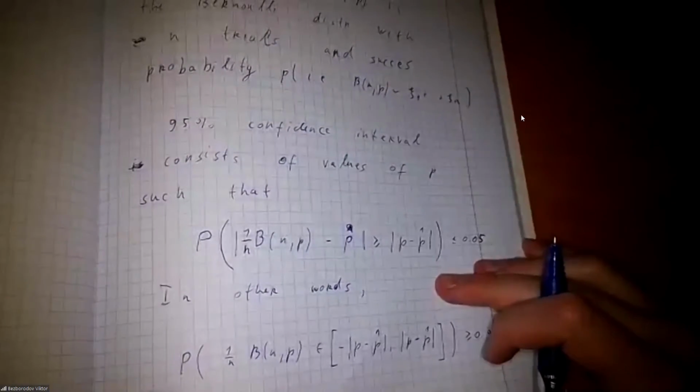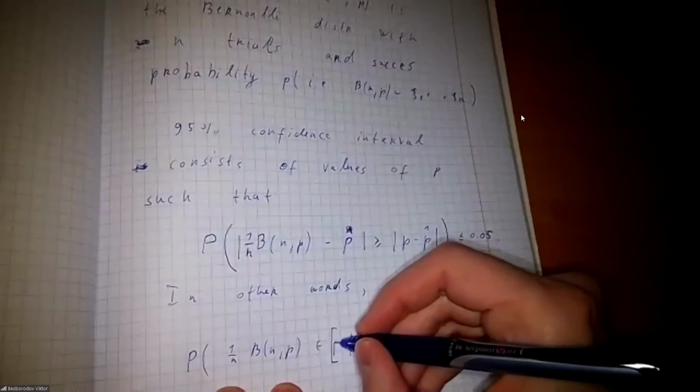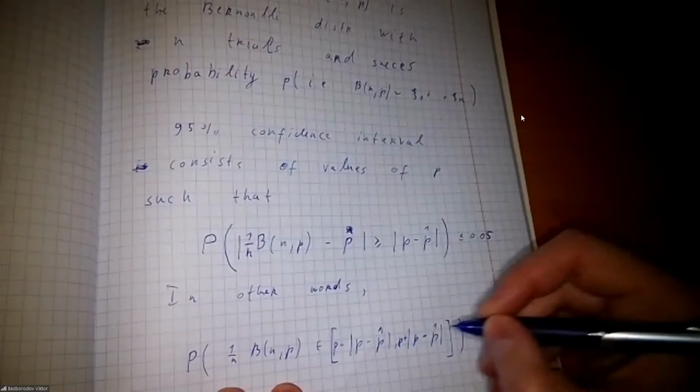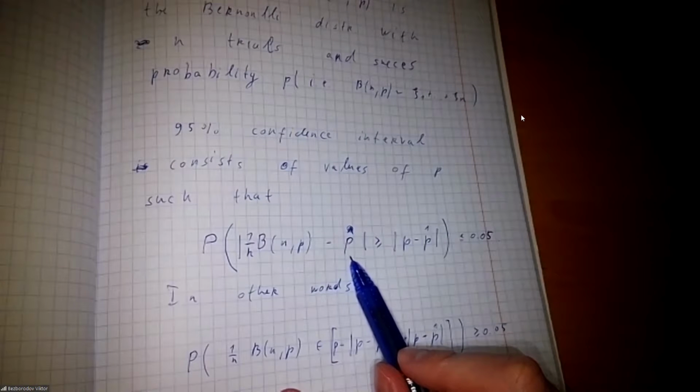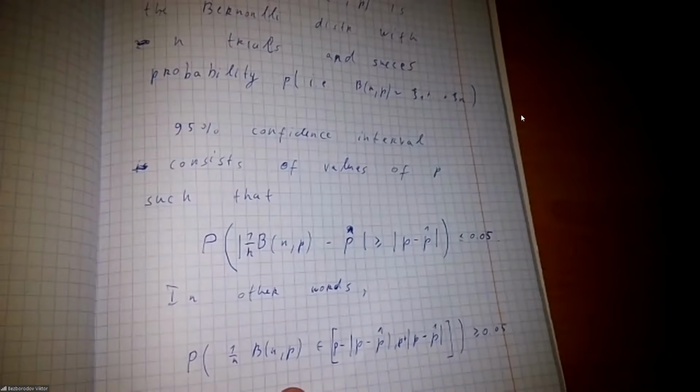Right. So here, of course, the interval should be centered around p, actually, right? Because here we take the difference, and what we take the difference from is p. So here it should be centered around p.